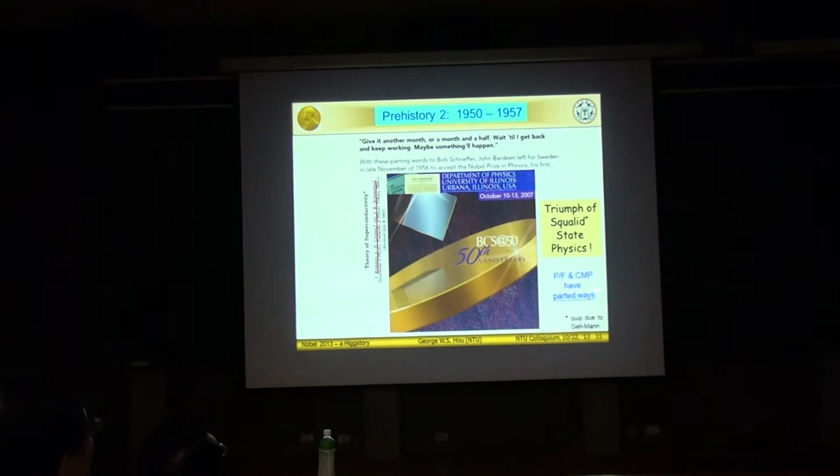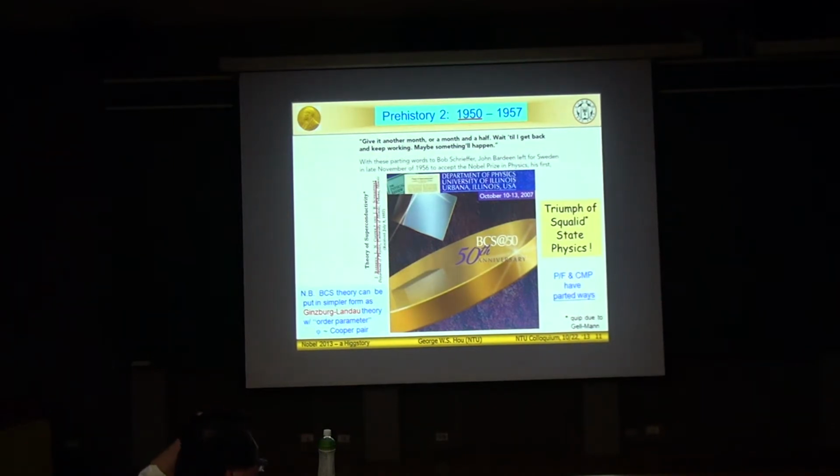So you can see around this time, 1957, particle physics and condensed matter physics has really parted their ways. Okay? I say 1950 as this prehistory year is that BCS theory can be put into a simpler form, so-called Ginzburg-Landau theory. If you're familiar with it, in statistical mechanics and phase transitions, they invented an order parameter, and the order parameter is a precursor of the Cooper pair. So you'll see this kind of a language or thought permeating through this talk.